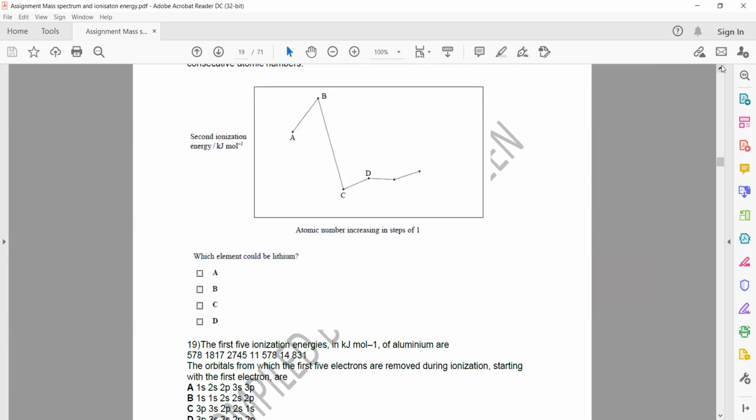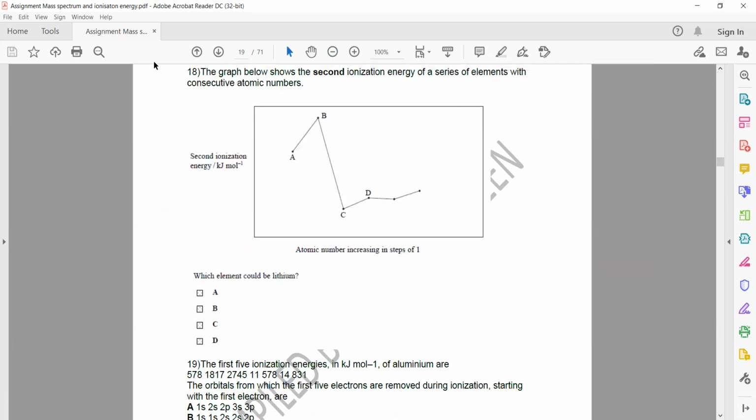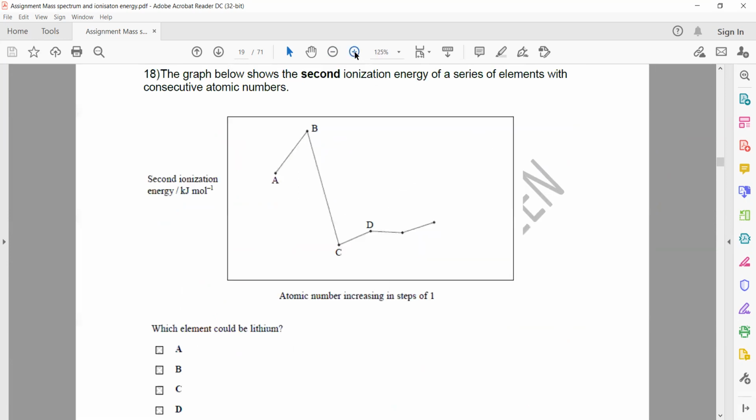In this question, the graph shows a second ionization. So first ionization is already done. This is a second ionization graph. So which element could be lithium?